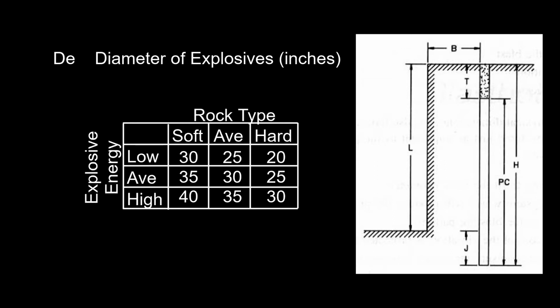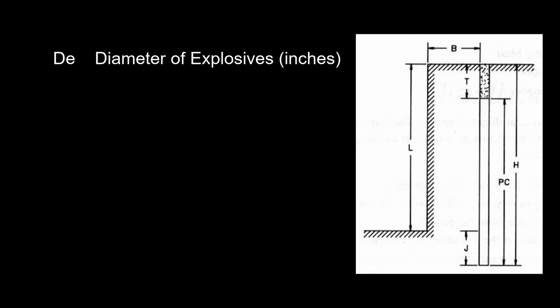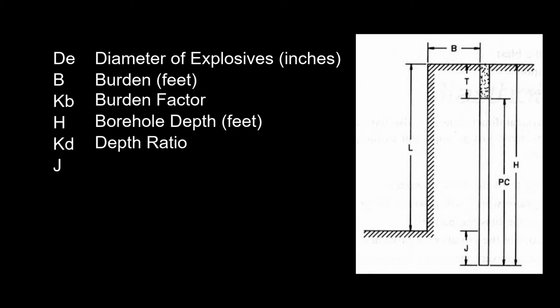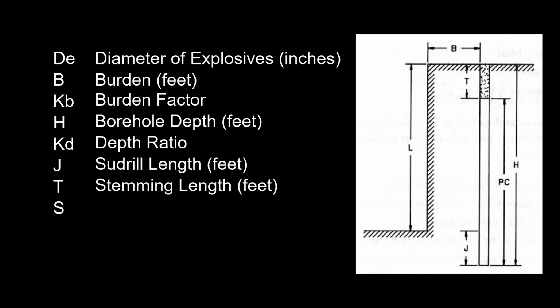Some of the unknown variables that we're going to calculate with the known variables are B, which is your burden, KB, which is your burden factor, H, which is the hole depth, KD, which is the depth ratio, J, which is the subdrill, T, which is the stemming, S, which is the spacing, KS, which is the spacing factor, and then lastly L, which is your bench height. Now let's run through these Ash equations.